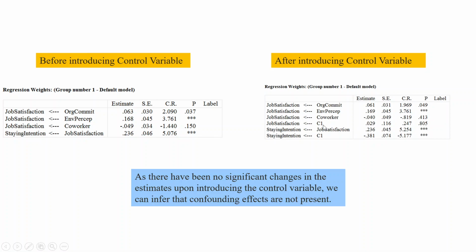Now let's talk about C1, is it affecting job satisfaction? So here the estimate is 0.029 and the p-value is more than 0.05. So the gender is insignificant on job satisfaction. Let's talk about gender on staying intention. It is negative and it's significant. It means that gender is affecting the staying intention. But if you see overall, does including the categorical variable, which is gender, as a control variable in the model change the regression weights or not? It is not changing.